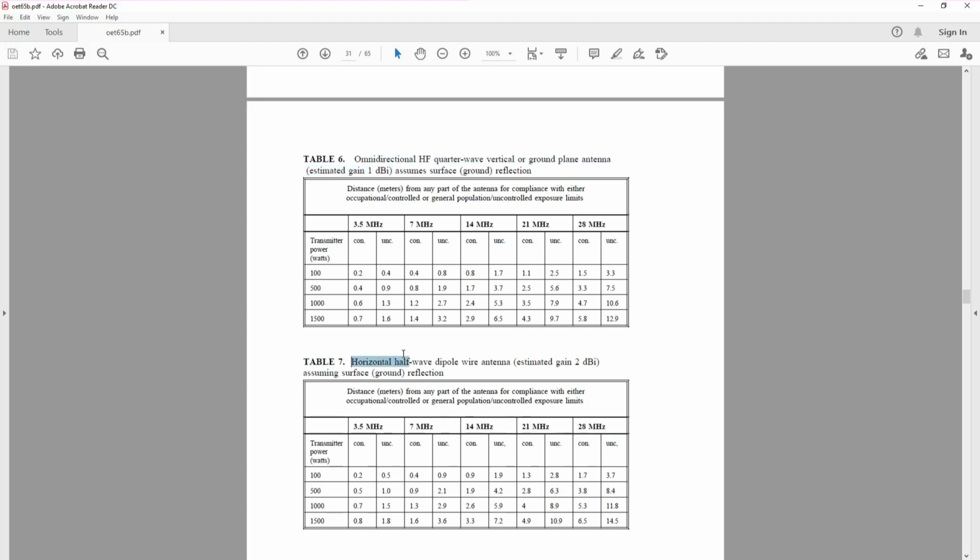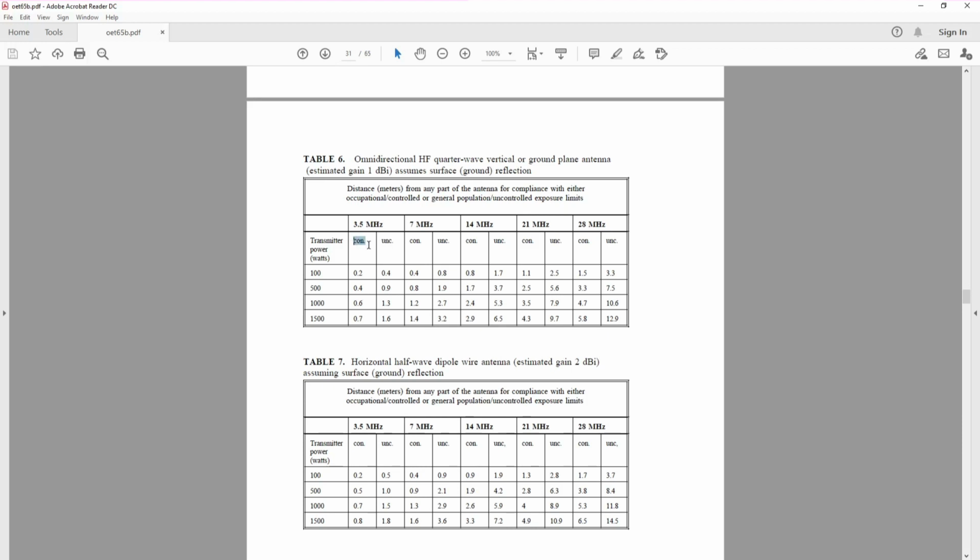We'll also look at a horizontal half wave dipole antenna as well, which again isn't a common antenna that most people will use, with 2 dBi of gain. So let's start off with the omnidirectional then. Just to explain these tables, you've got your frequencies, your bands across the top. So we're going from 80 metres up to 10 metres, the HF bands, and transmitter power there. And these are your distances of how close they deem it to be safe to get to the antenna. That's in metres. So you've got two measurements here.